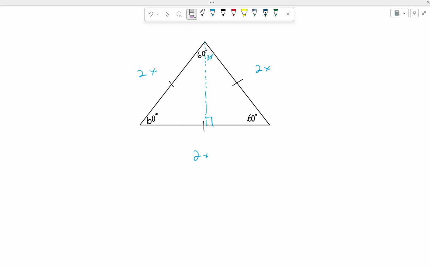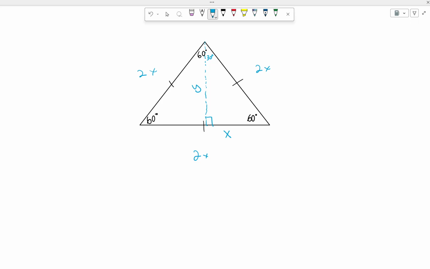So the question is, what is this value and what is this value? Well, remember we talked about, if this has been halved right here, because this is a median, all in one, if this is x, to go from here to here, I have to halve it, and this is going to be half of 2x, which is just x. Okay? I think that one's actually pretty straightforward. The question, though, is what is this line right here that's y?